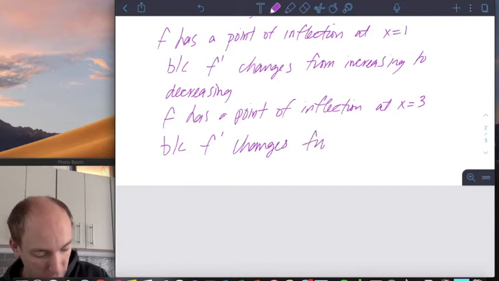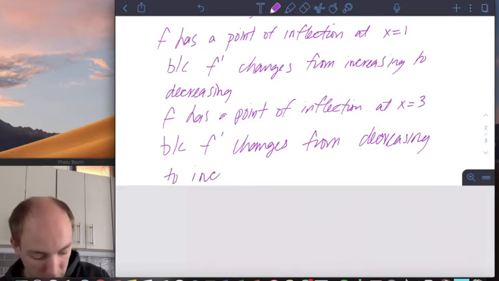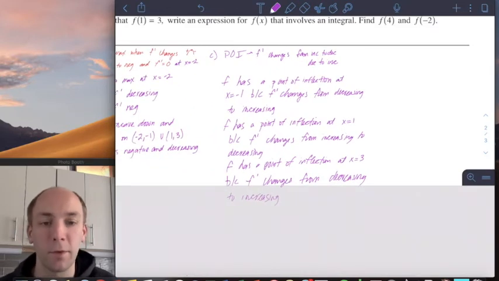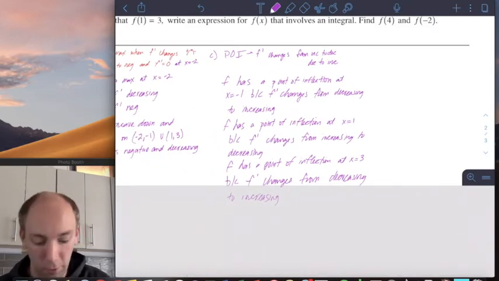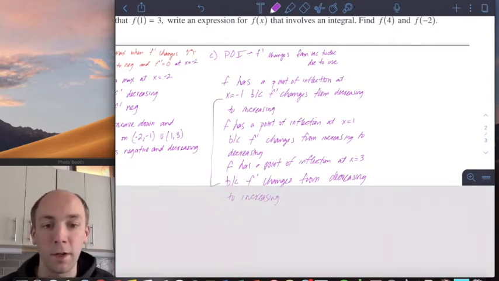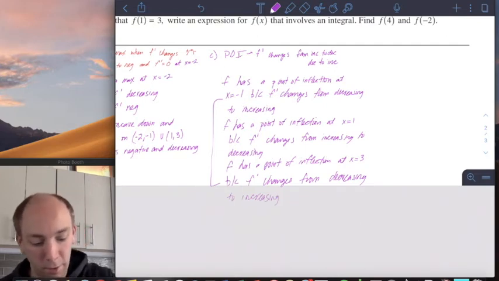So from decreasing to increasing. Okay. So those are all the points of inflection. You could probably combine some of those, the ones that behave very similarly. So we could combine -1 to 1, or from -1 and 3, I'm sorry. We could combine that notation there because they are changing for the same reasons.